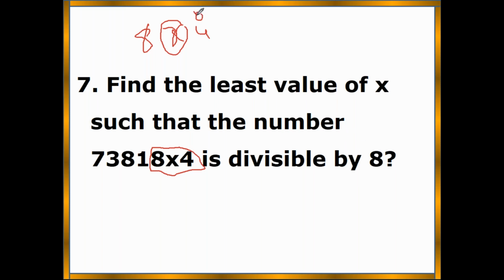For example, if you take 814, or 808, it is also not exactly divisible. But if you take x value 2, 800 plus 8 3s are 24, so the x value possibility is 2. So that is the least value. They are not asking for the possible values, they are asking only for the least value.